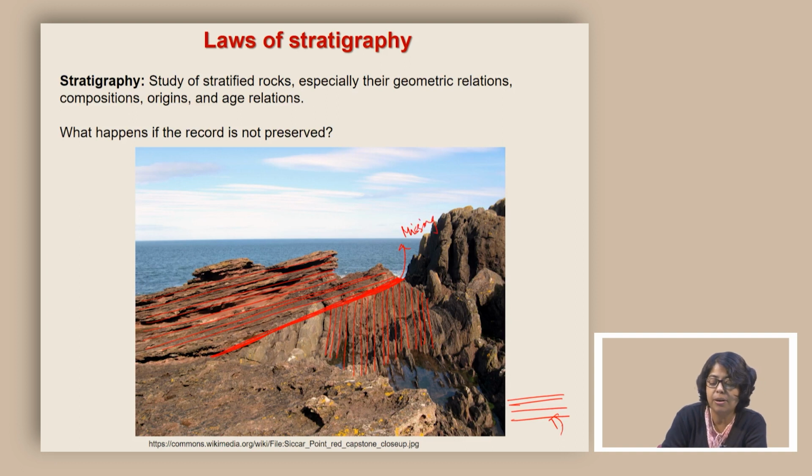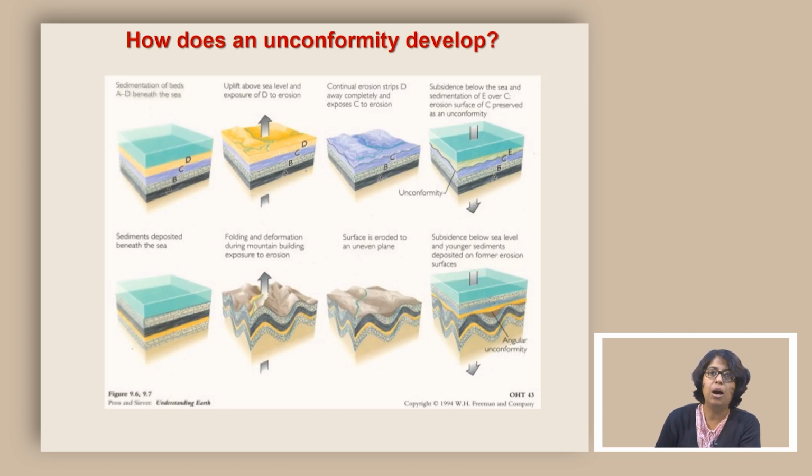And because the record is missing, we cannot really talk about how big the record was unless we know something about the age of this part and the age of this part. And these missing records are often called unconformity. So, how can an unconformity develop? Let us go through this cartoon diagram.